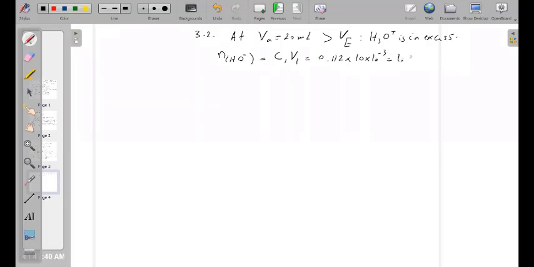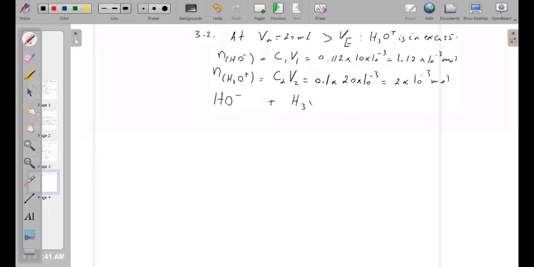That means number of mole of HO minus added to the beaker will be 1.12 times 10 negative 3 mole. Number of mole of H3O plus added till 20 milliliter equal C2 times V2. C2 is 0.1, V2 equal 20 times 10 negative 3. Then we added 2 times 10 negative 3 mole. The titration reaction between HO minus and H3O plus gives 2H2O. Number of mole added for each reactant: for HO minus, we added 1.12 times 10 negative 3 mole. For H3O plus, we added 2 times 10 negative 3 mole.